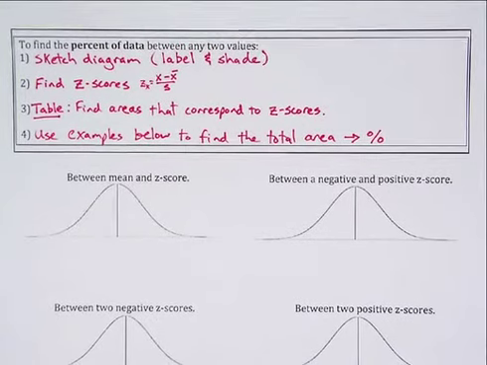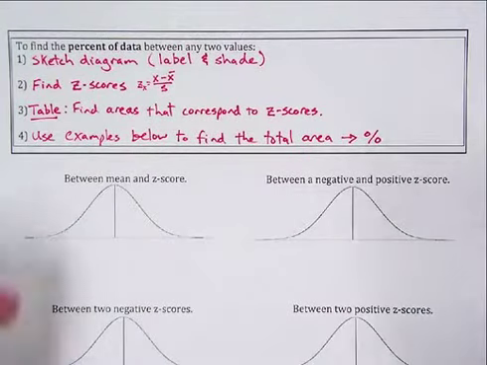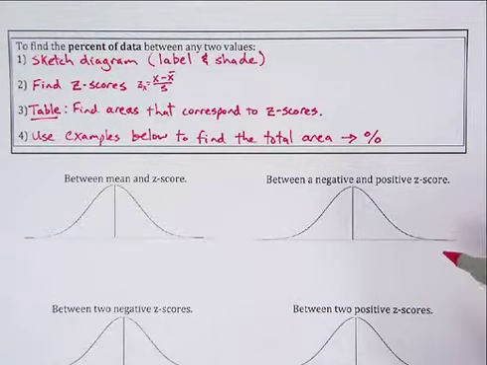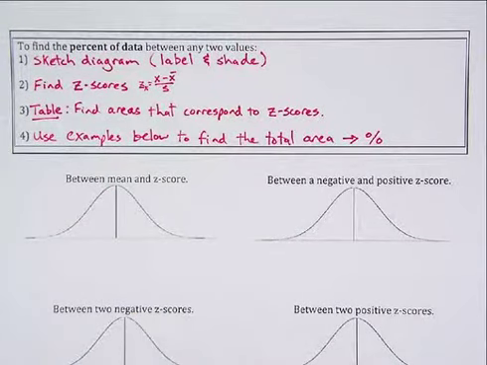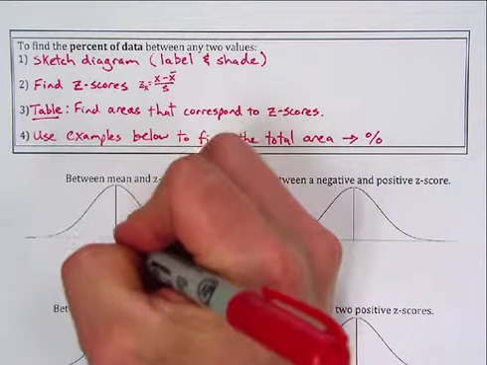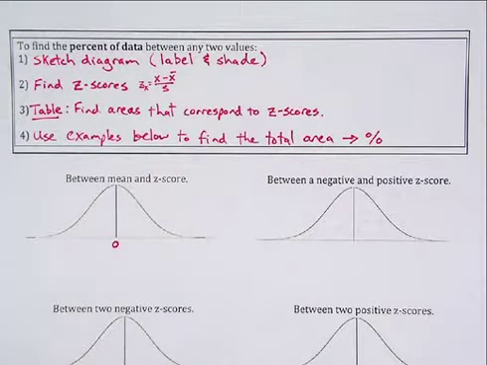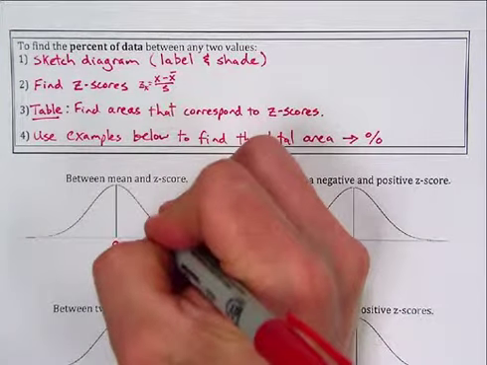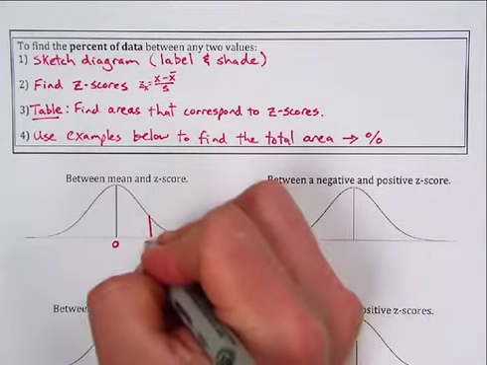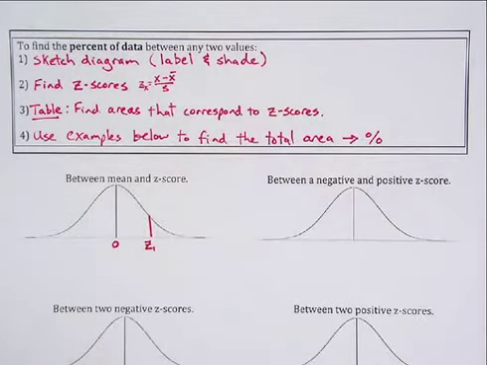Okay, so the next couple things we're going to be doing here are looking at general circumstances. And we're going to be using some logic and some general areas to determine how to find them. So the first example is just between the mean and a z-score. Okay, so the mean is right here, and we can label that as a z-score of 0. And we'll just pick any z-score out here. Now in this example, we really only have one piece of data.